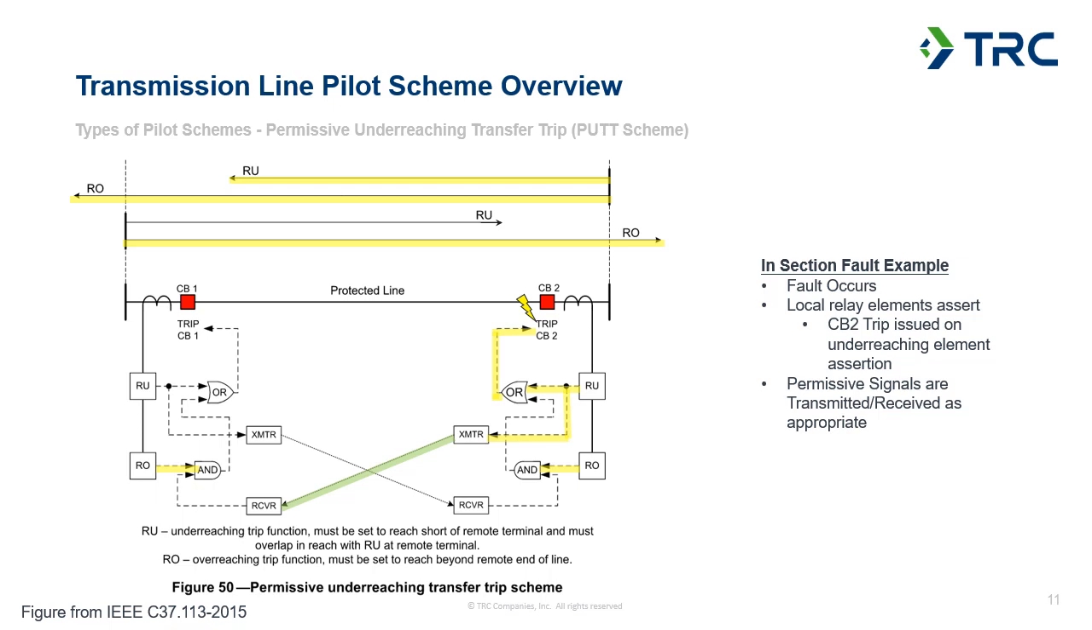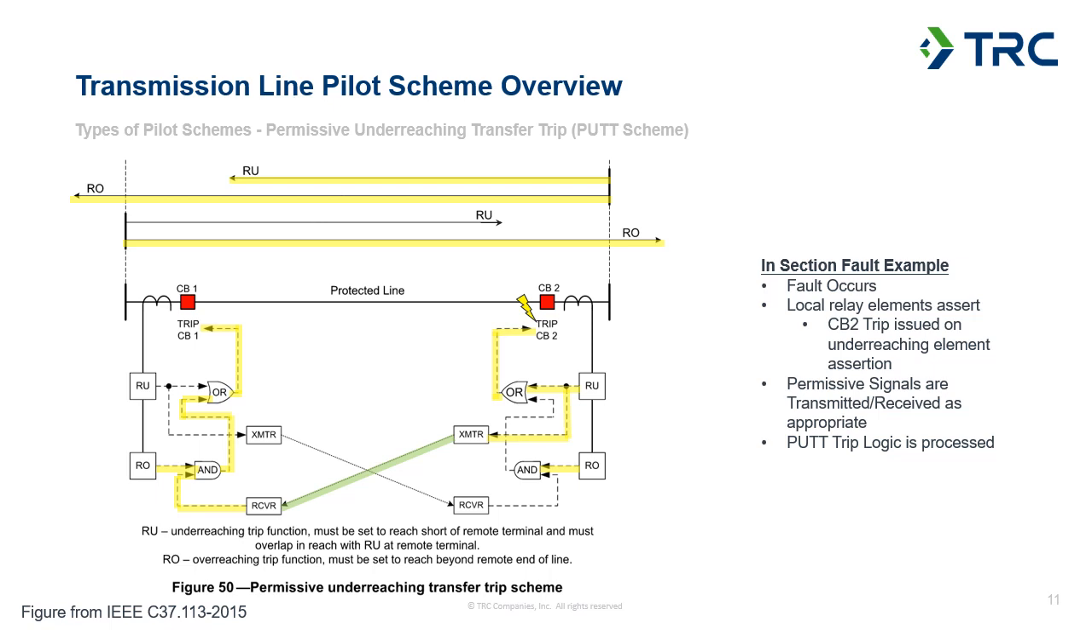And as the signal's transmitted from the appropriate terminals, we can see that AND gate does get satisfied because we've received a permissive signal from terminal 2. We're seeing the fault in front of us, and because that condition is satisfied, the logic goes through the OR gate up to trip circuit breaker 1.